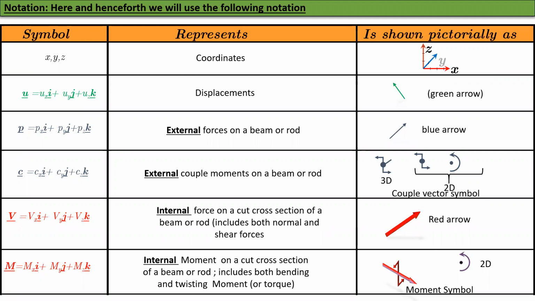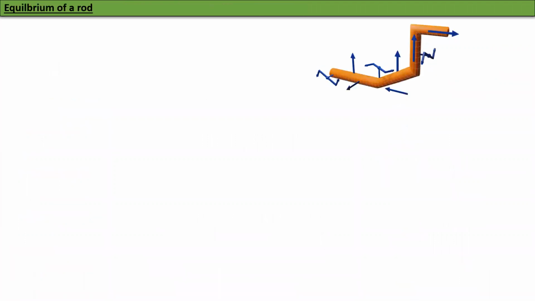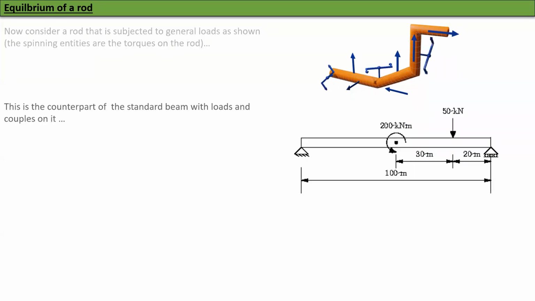Okay, very good. I hope you paused and looked at it for a few seconds. Now, what you see is a rod, and it has lots of bent shapes and lots of different kinds of forces. You can see axial forces on the rod. You can see transverse forces on the rod. You can also see torques, which are like these arrows going round and round. That's a torque. This is the counterpart of what you would see in a typical beam, except now it's a rod.